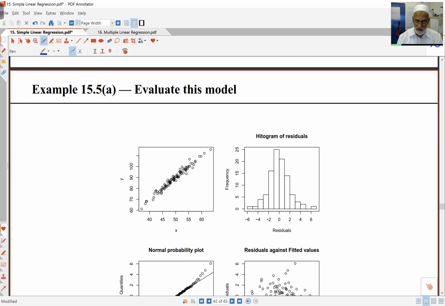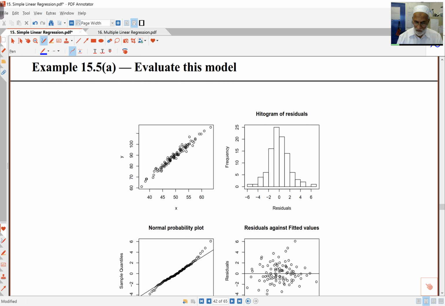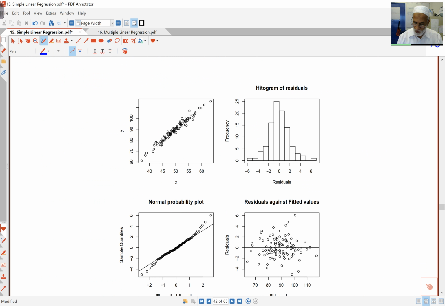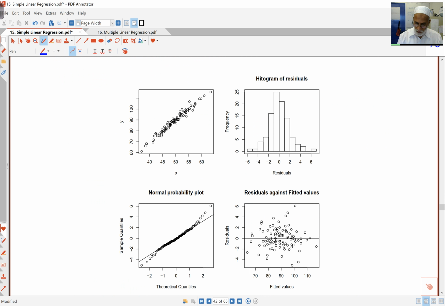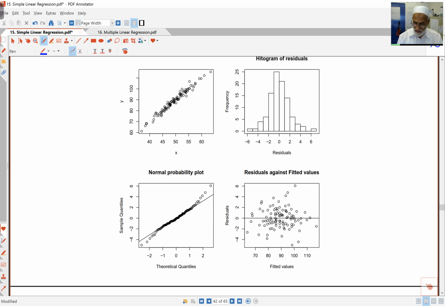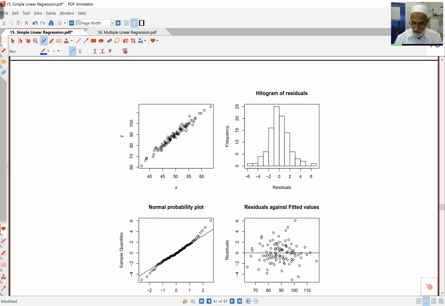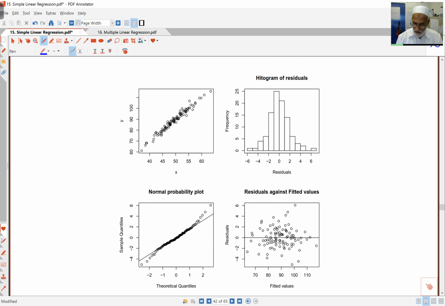So looking at those ideas, evaluate this model here. You'll find the scatter plot looks fairly straightforward, a nice straight line there. The histogram looks fairly normal. The normal probability plot is fairly straight, with no serious departure from a straight line. And the residuals against fitted values behave themselves fairly well. So this model is okay on all counts. Normality is okay, the equal variance looks okay, there's no change in spread here, and the linear model looks okay as well.